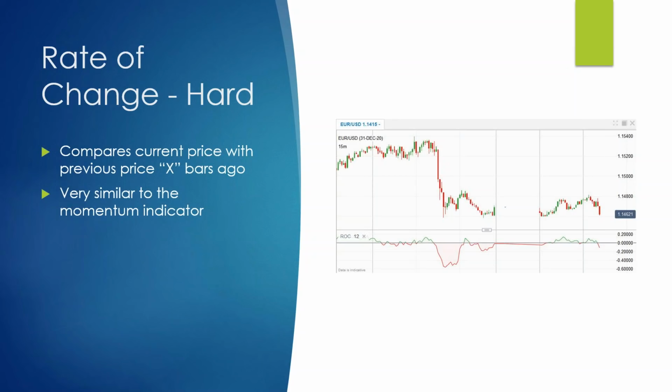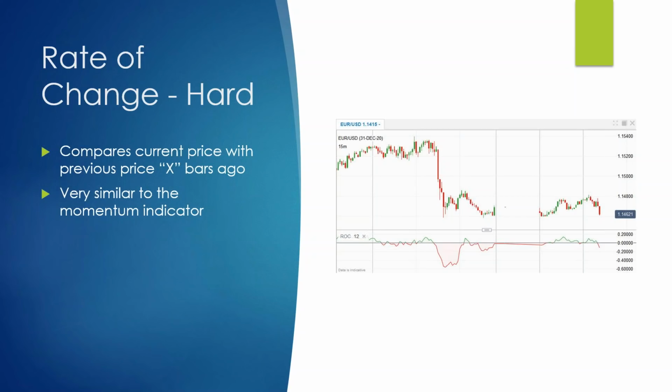Now, rate of change. I consider this one a harder indicator because you do have to combine it with other techniques. It's not something that you would just put on your chart and start trading. It is a momentum indicator, very similar to the momentum indicator itself. It compares the current price with the previous price X bars ago.